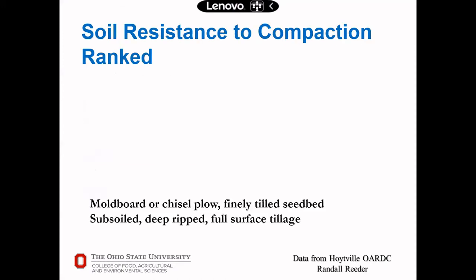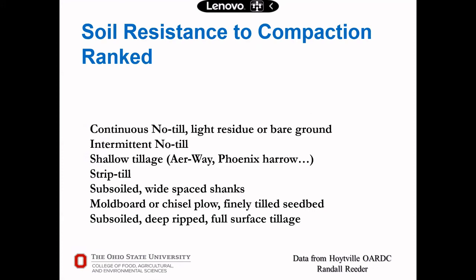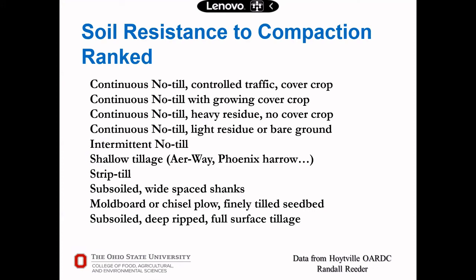Here's a whole listing of all the different systems that we have out there. Starting at the bottom, this would be a subsoiled field, deep ripped, full surface tillage. That's going to be the worst case scenario. You go to a moldboard plow or chisel plowing and finally a tilled seed bed. Then as we start to move up, now we're just subsoiling with wide-spaced shanks and then strip tilling. Now we're only tilling a small portion of that soil. Then we go to shallow tillage with the Airway, the Phoenix Harrow.